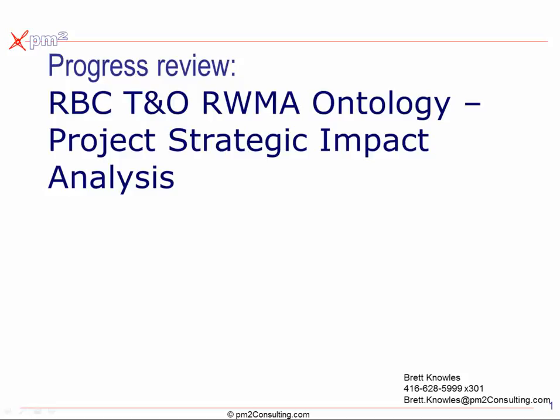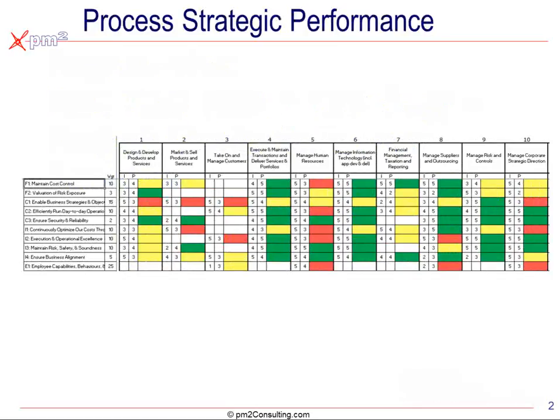I'm now going to provide you with a summary of what we discovered around the dashboard framework based on the process and project analysis. As a reminder, the first phase was to take a look at the processes. We took the core processes and listed them across the top, and down the left side we listed the strategic objectives. And at each intersection point where each process had an interaction with each strategic objective, we scored its impact and performance.